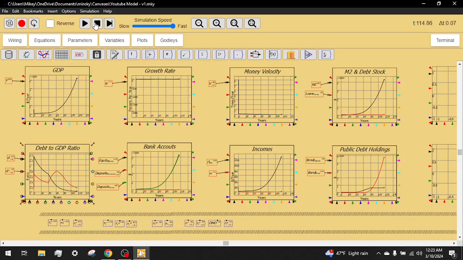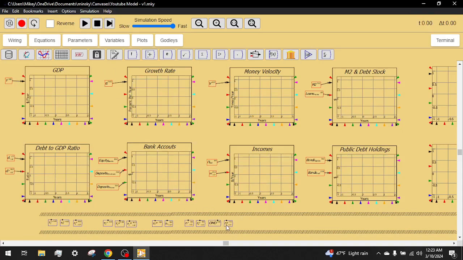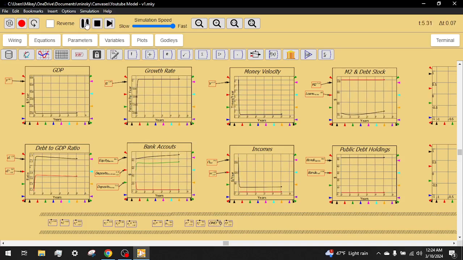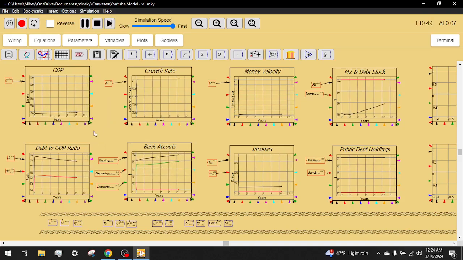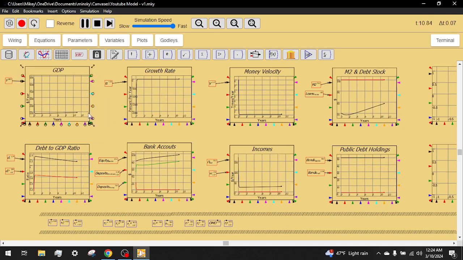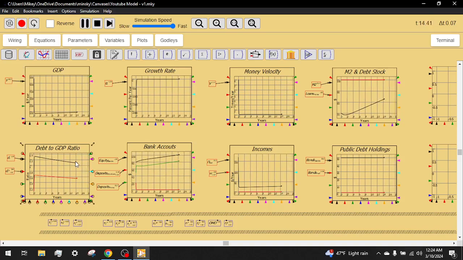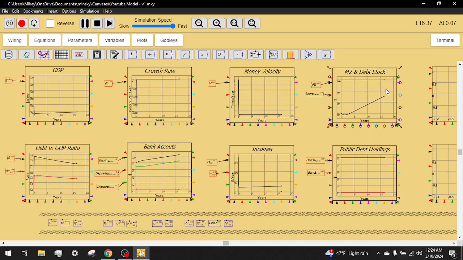So I'll start this over, and I'm going to really quickly lower this interest rate down to a more reasonable number, let's say 5%. And I'm going to reduce the deficit, and have the Federal Reserve purchase all the bonds. Start the simulation. And we see that GDP is rising ever so slightly due to the interest income channel, private debt to GDP falling, M2 money supply increasing.